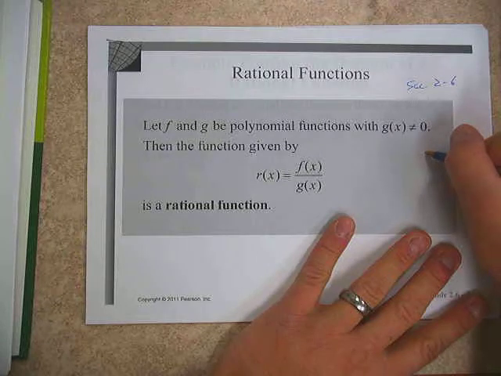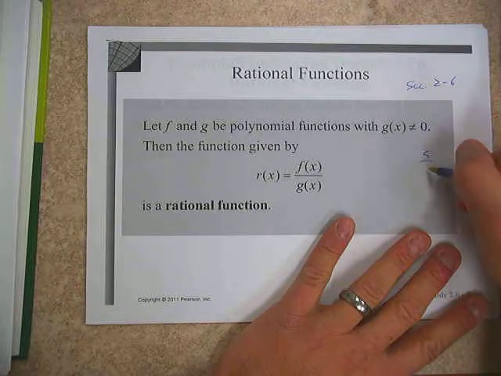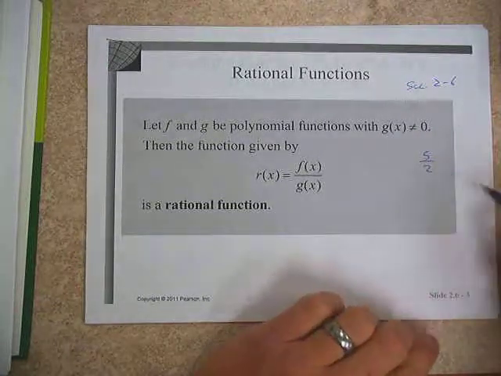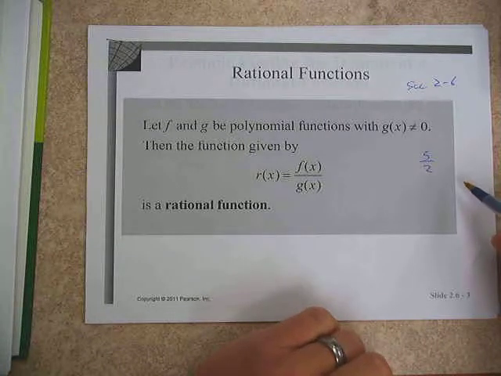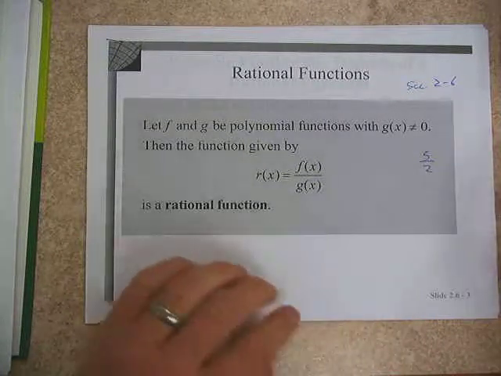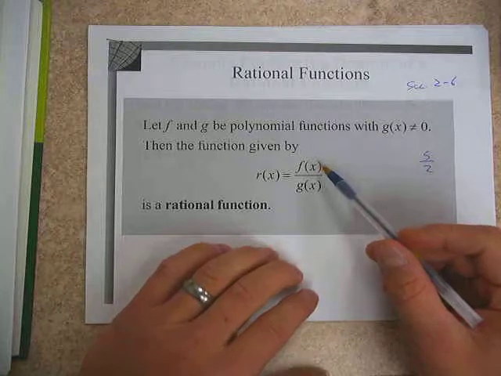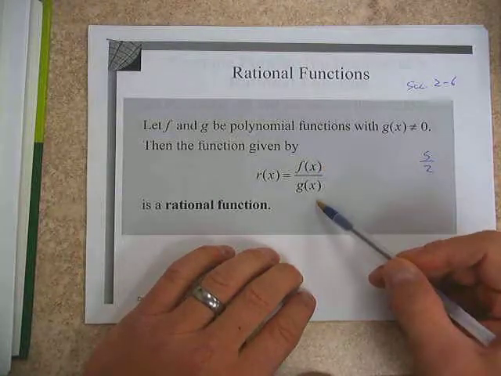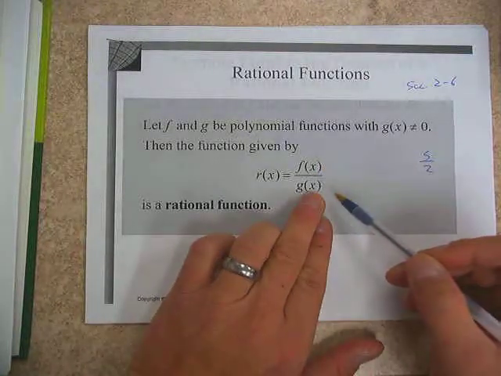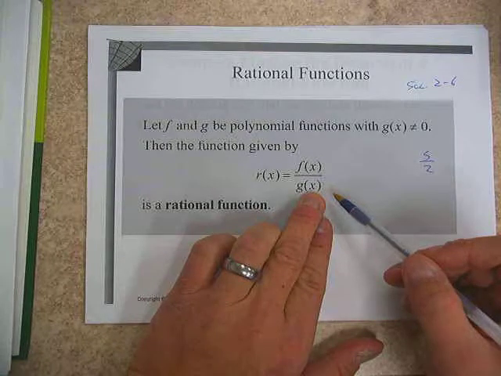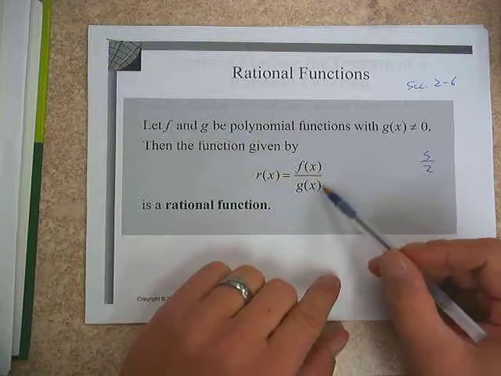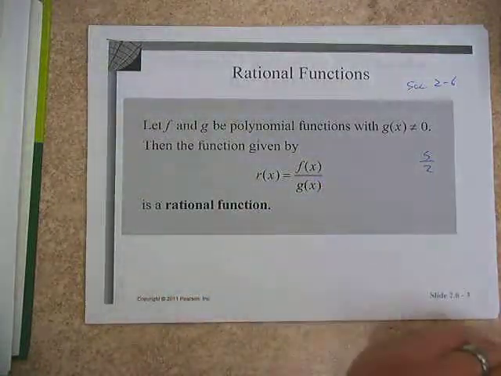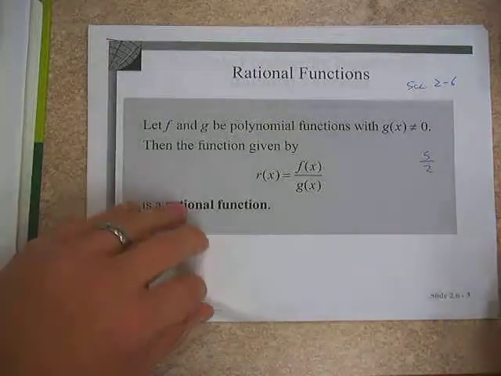If I have an integer, like let's say 5, over another integer like 2, okay, we call that a rational number. Any number that can be written as a fraction is a rational number. And so any function that can be written as a polynomial over another polynomial, okay, and of course the g polynomial can't be 0, otherwise we'd have 0 on the bottom, which is not okay. Okay? But if we have something like that, we call that a rational function.